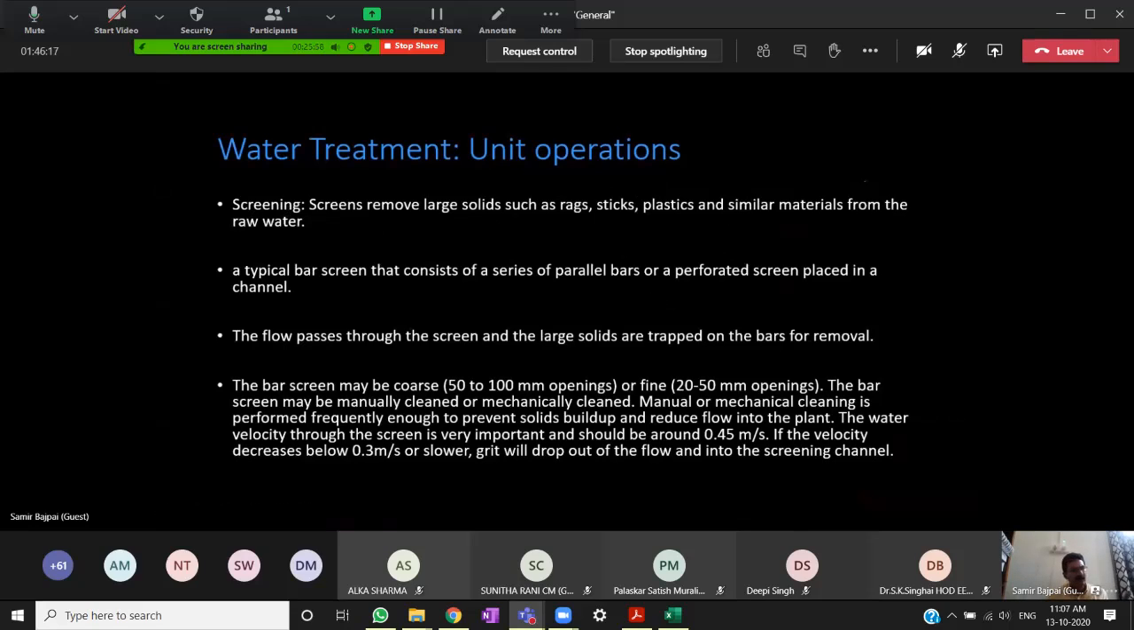You provide a screen, raw water passes through that screen, and all the large size solids are retained.